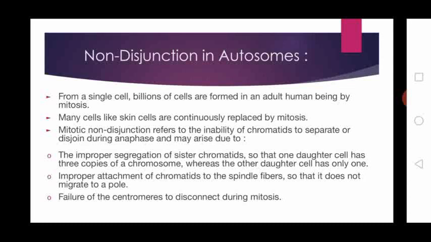Then another factor which leads to non-disjunction is improper attachment of chromatids to the spindle fibers, so that it does not migrate to a pole. Spindle fibers are fiber-like structures made up of cytoskeletal proteins. These proteins attach to the centromere of chromosomes and pull the chromosomes to opposite poles during anaphase. So if that spindle fiber attachment is not proper, the migration of chromosomes to opposite poles will be abnormal.